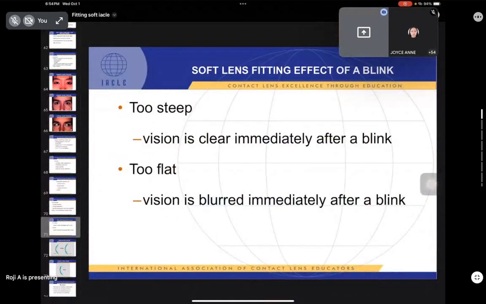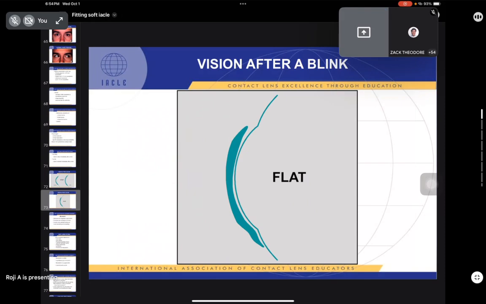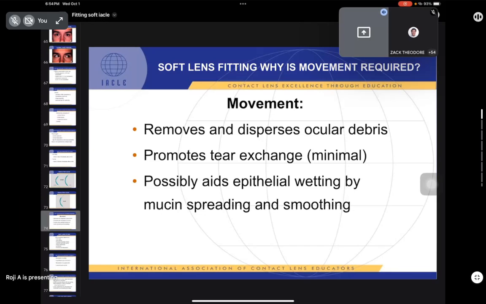Any questions on that? No, Doc. Very good. Thank you. So this is too steep. After that, as you can see, as you blink, it moves closer to the cornea, correct? That's why it clears out. This is too flat. So before blinking, it's good, but as you blink, it will move. That's why it will blur out. So far, we're good. So movement, we have softness.